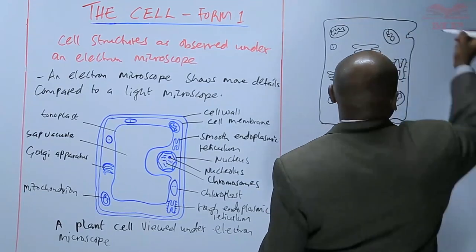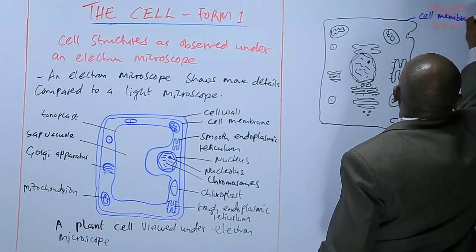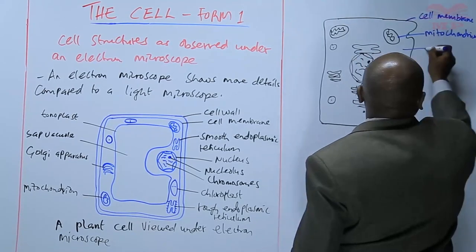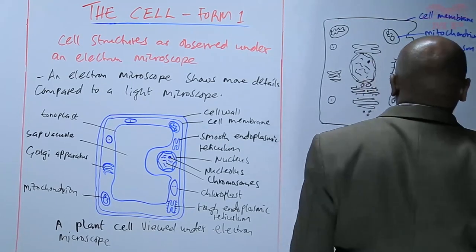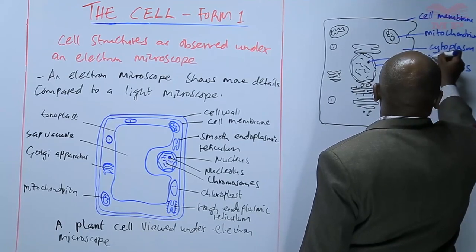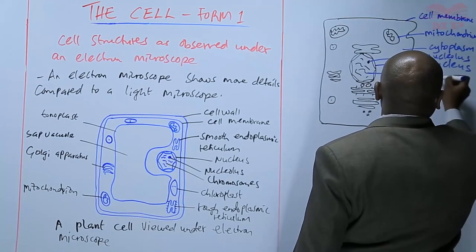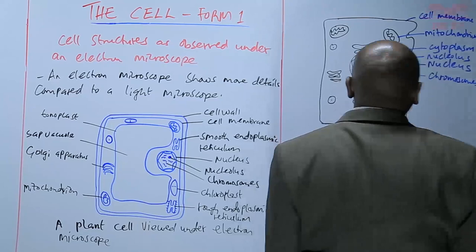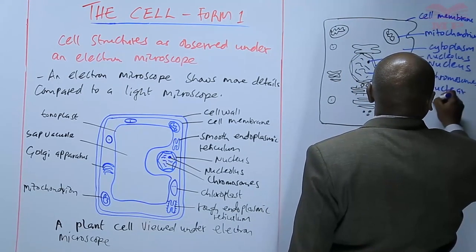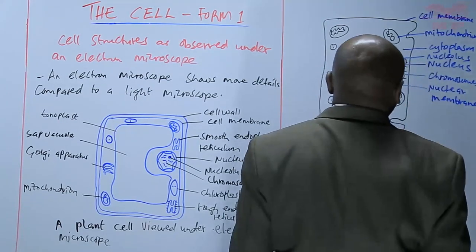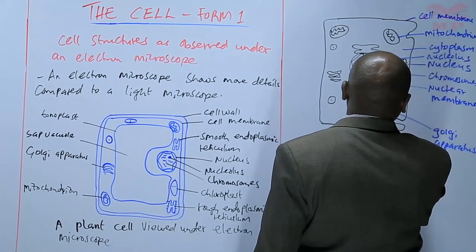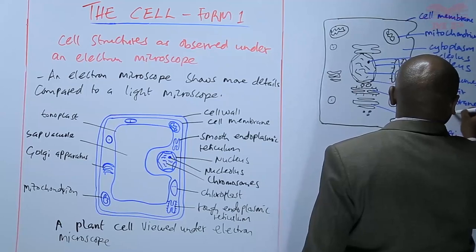So on the animal cell, we have the cell membrane, mitochondrion, cytoplasm. We have the nucleus, having the nucleolus. And also the chromosomes. The nuclear membrane. Golgi apparatus. Rough endoplasmic reticulum.